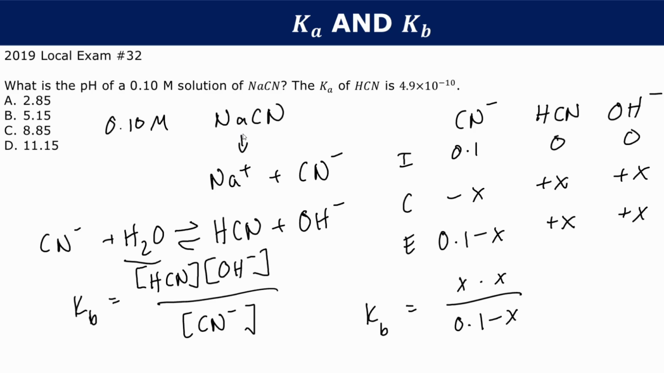If we knew our Kb value, we could find out what the concentration of the OH- was, and then using that we could find pOH and then find pH. But the thing is, we don't know our Kb value. The only thing that we're given is our Ka value. So how can we turn that into our Kb value?